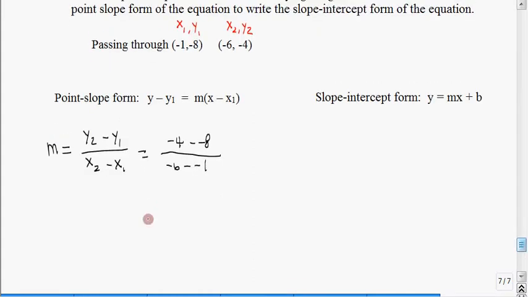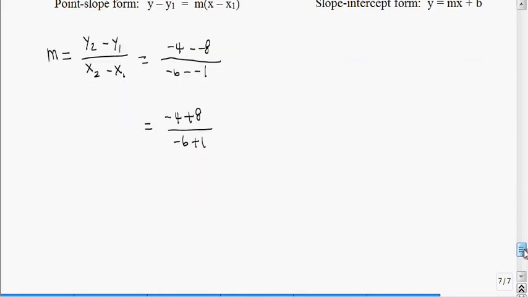All these double negatives floating around, so let's take care of that first. Negative 4 minus a negative 8 is the same as plus 8. Negative 6 minus a negative 1 is the same as negative 6 plus 1. Which turns into negative 4 plus 8, which is a positive 4, and negative 6 plus 1, which is a negative 5. So here's our slope. Slope is a negative 4/5.